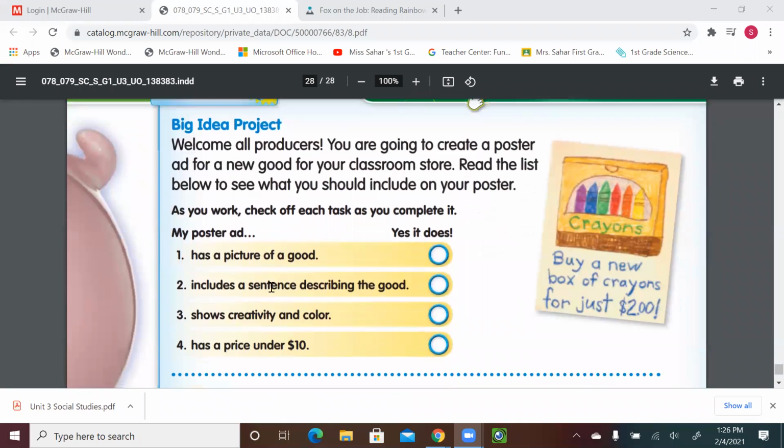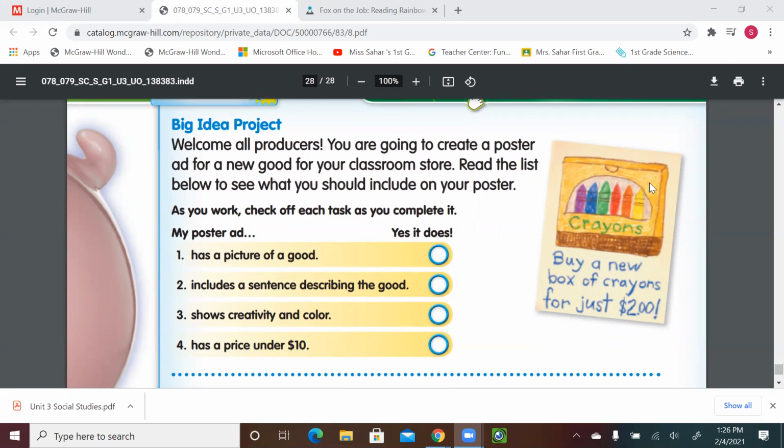So this is like a way to help you. Yes, I did this, I did this, I did that, and your poster should look nice. So what do you need to do? It has a picture of a good. So you're going to decide on something to sell. Like we see here an example, crayons. So what did they do? They draw the crayons. All right. Include a sentence to describe the good. So buy a new box of crayons. So you're describing your crayons. Show us creativity and colors. So as you see, you did a beautiful drawing and you color it. And then it has a price under $10. As we see, the box of crayons for just $2.